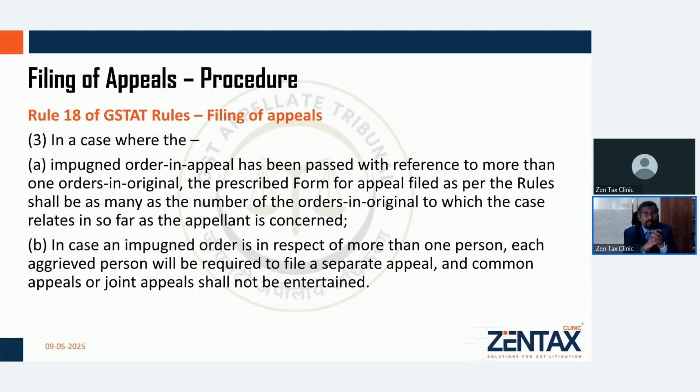In case of an impugned order in respect of more than one person, each aggrieved person will be required to file a separate appeal, and common appeals or joint appeals shall not be entertained. Say, for example, when an order has been made against the company and also its directors, the company has to file a separate appeal, the directors have to file a separate appeal. There cannot be common appeals or joint appeals. That is also made very clear in Rule 18 of the rules.